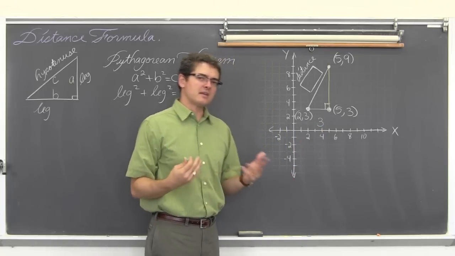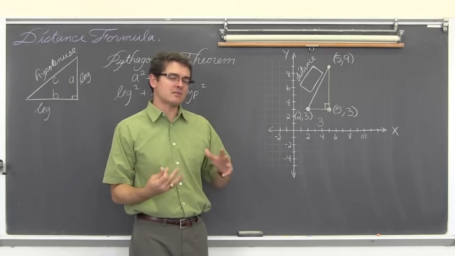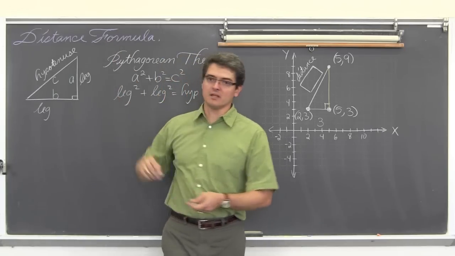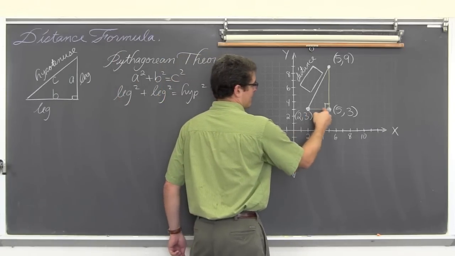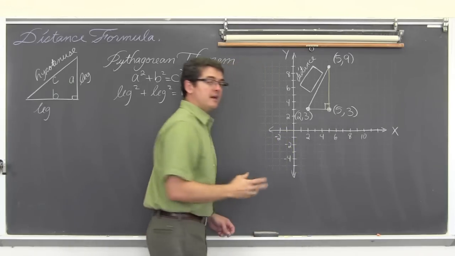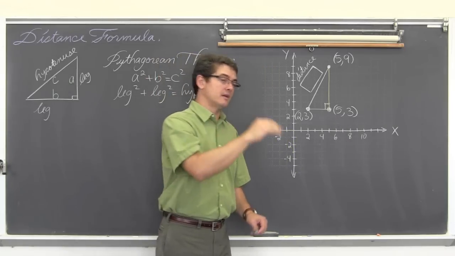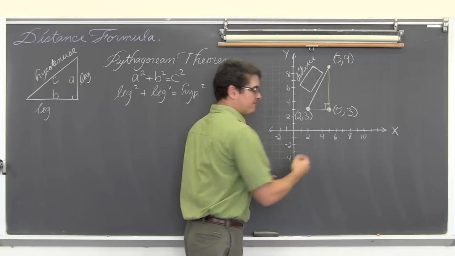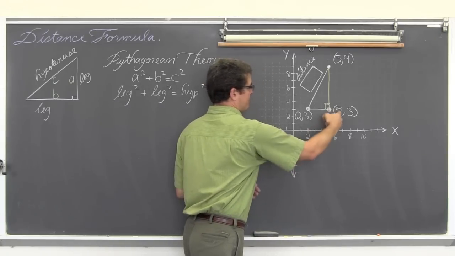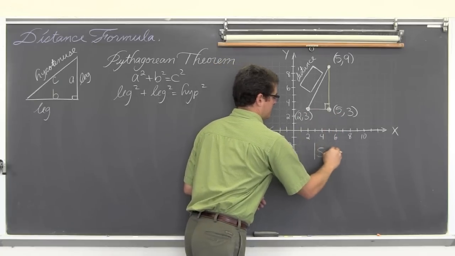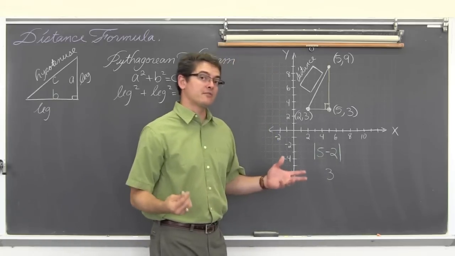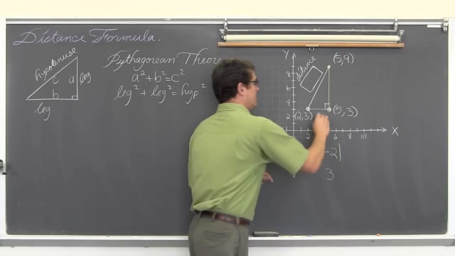Now, that's fine because I can just see it, but in a second I'm about to throw some variables in here. So to get to the variables that we'll have in the formula, let's not just count off and say that it's 3, but let's remember how we find the distances along, say, a number line. It's the absolute value of 5 minus 2. And 5 minus 2 is equal to 3. And the absolute value of 3 is 3. So the length here is 3.